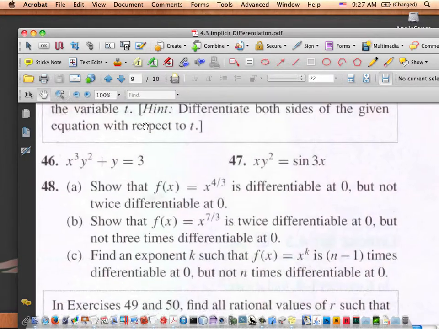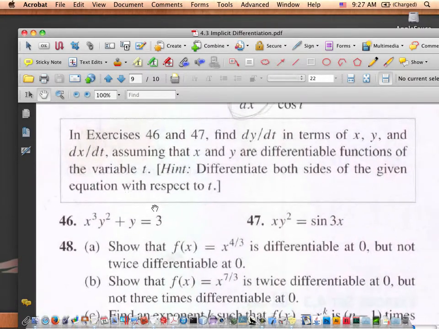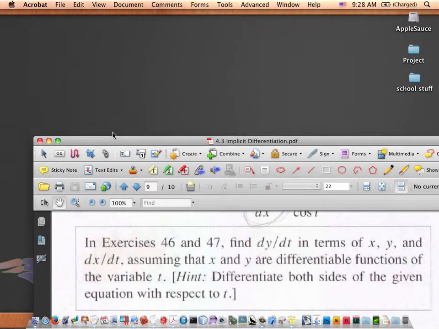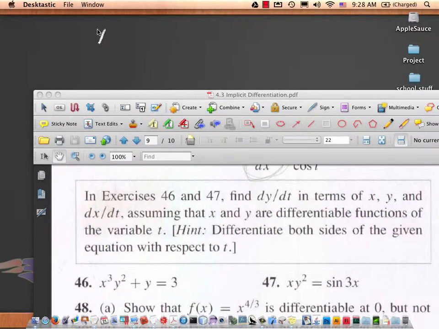Okay? Do you feel a little bit more comfortable? Baby steps. So what you need to do is go back and do those ones you couldn't do before. Now, this one right here says find dy/dt in terms of x, y, and dx/dt. What that means is that you're assuming that both x and y are functions of t. So with whatever time we have left, I'm going to go ahead and start you on this one. Remember, 26 to 40, all right?